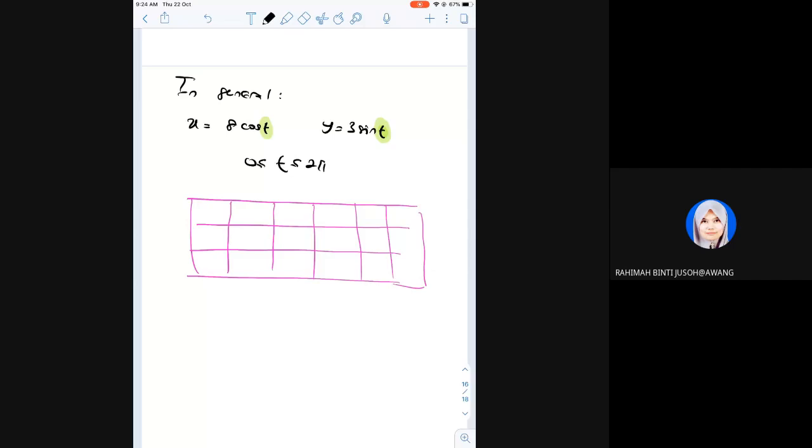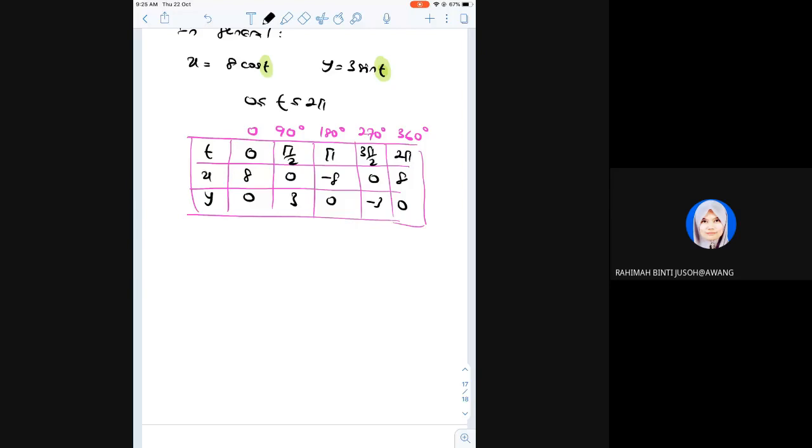T, coefficient for T is 1. So T, X and Y. Okay, normally we start from 0 until pi over 2, and then pi, 3 pi over 2 until 2 pi, like this. Okay, so here we have 0, 90 degrees, 180 degrees, 270 degrees, sampai 360 degrees. And then kalau you use your calculator, you akan dapat 8, 0, 3, and then negative 8, 0, and then 0, negative 3, and then here should be 8, 0. Pakai calculator lah kalau you nak plug in tu.